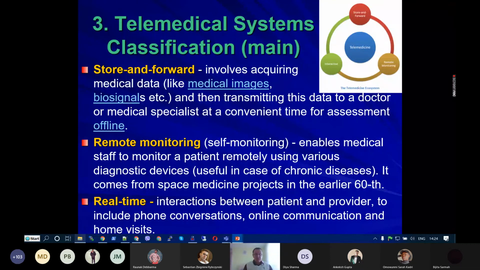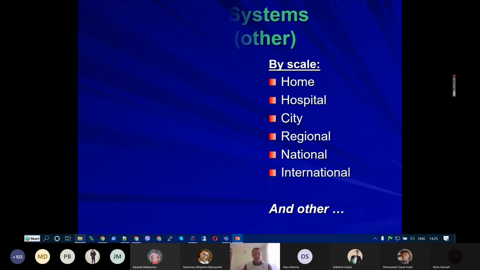which enables medical staff to monitor patients remotely using various diagnostic devices, has become very popular in the last years, especially through a lot of so-called implants, wearable devices, wristbands and other things already developed and available on the market. And real-time online conversation, video conferences between patient and provider, or between various providers, between physicians, who discuss some clinical case. So here we have one.